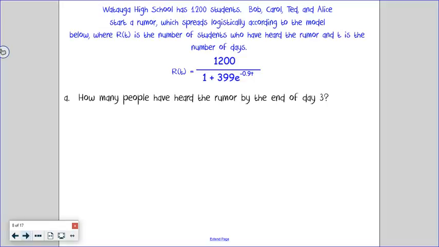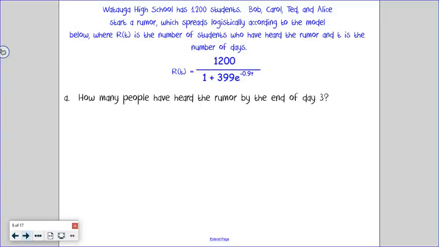This one is talking about Watauga High School, which has 1,200 students. Bob, Carol, Ted, and Alice start a rumor. That would never happen, would it? It spreads logistically according to the model, where R of T is the number of students who have heard the rumor and T is the number of days. So it gives us this model, and it asks us the first question: how many people have heard the rumor by the end of day 3?